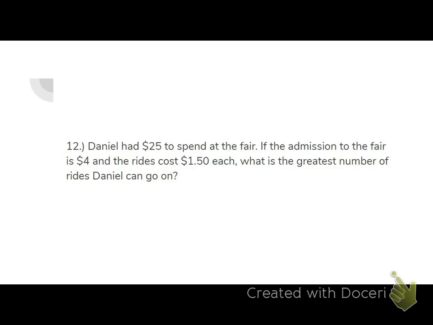Next one, again, I'll read it off. We'll write down what's important. We'll set it up and solve. Daniel had $25 to spend at the fair. If the admission to the fair was $4 and the rides cost $1.50 each, what is the greatest number of rides Daniel can go on? So, he has $25. So our spending needs to be what compared to 25? So our options would be less than or equal to, greater than or equal to.